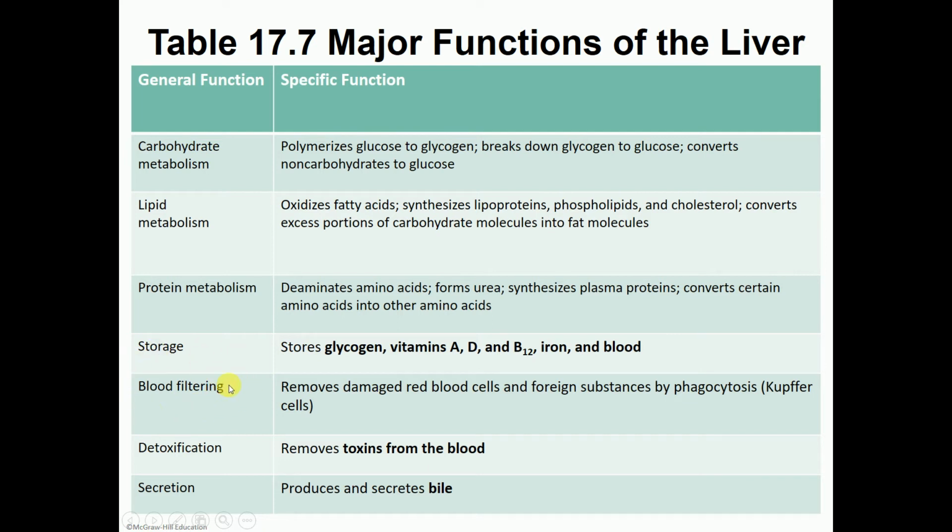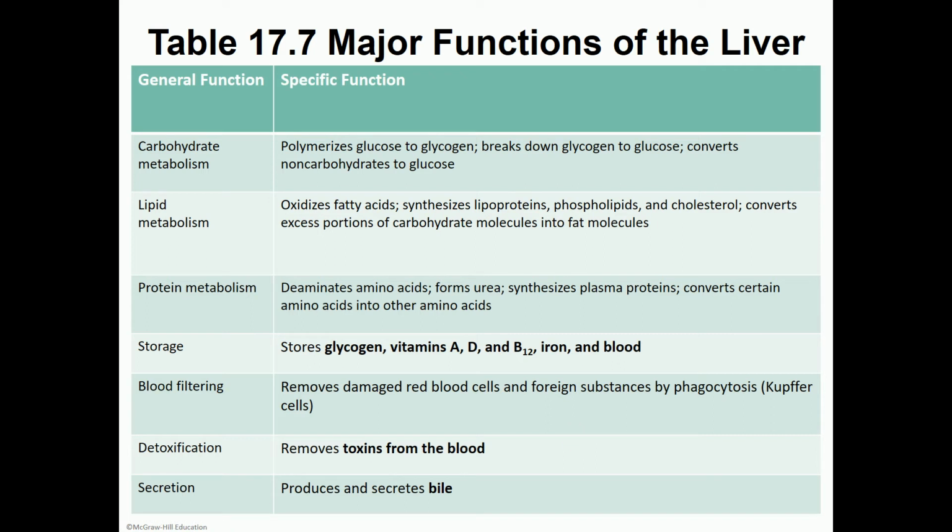Blood filtering: the liver will filter blood, especially due to the action of Kupffer cells, which are macrophages or phagocytic cells that remove damaged red blood cells. They'll remove any foreign particles that try to come in with the nutrients. It can also detoxify, so it removes toxins from blood, and it secretes bile.